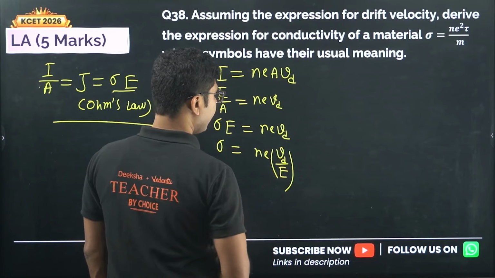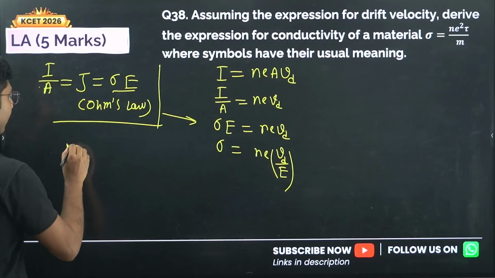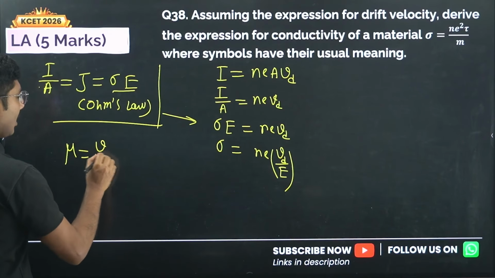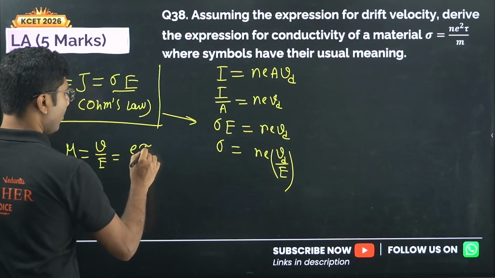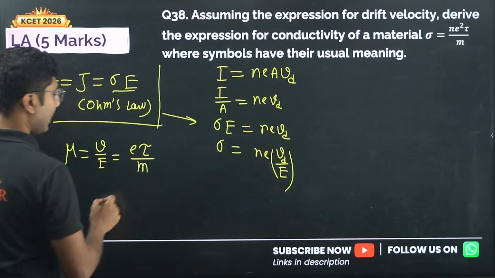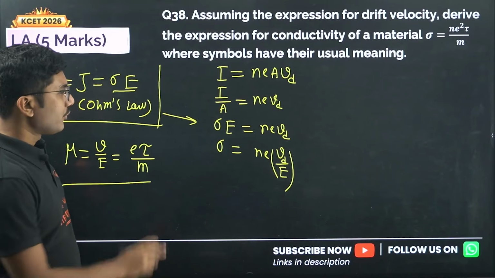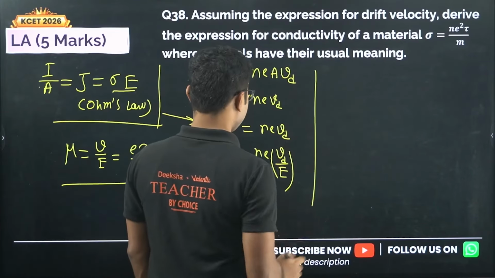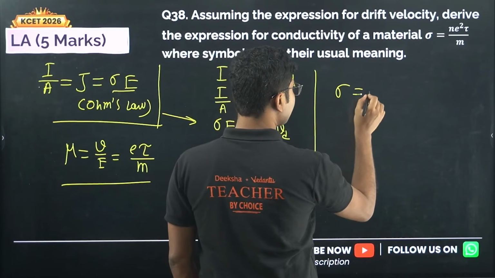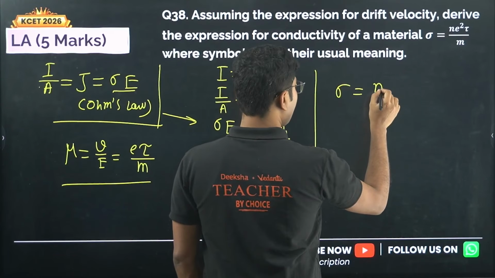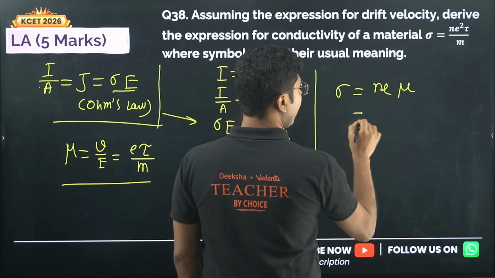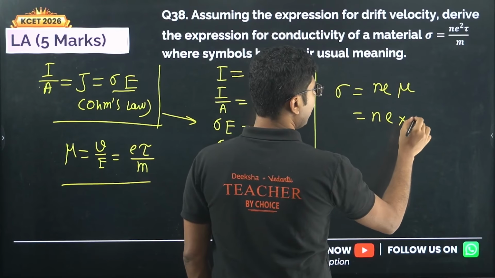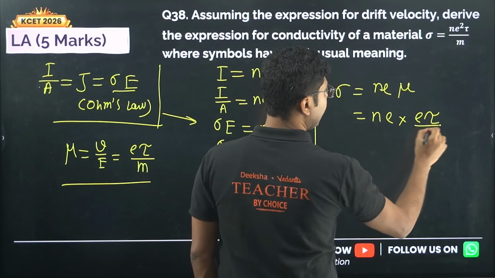Now VD upon E is called mobility, mu. Mu is VD upon E, and what is its value? It is E tau by M. Okay, so this is a well-known value, so we can use that in this equation, and we can say sigma equals to NE into mobility mu, or NE into E tau by M.